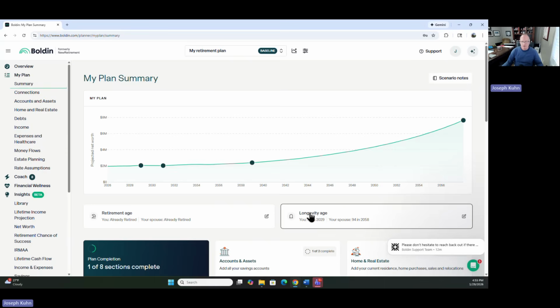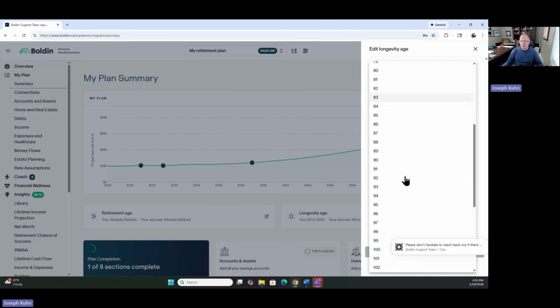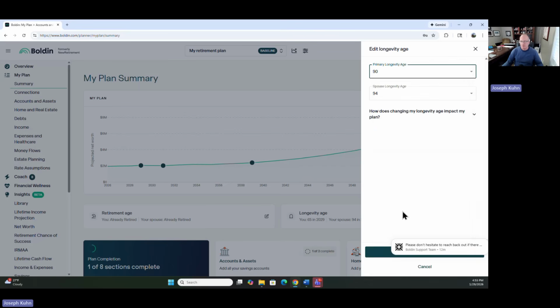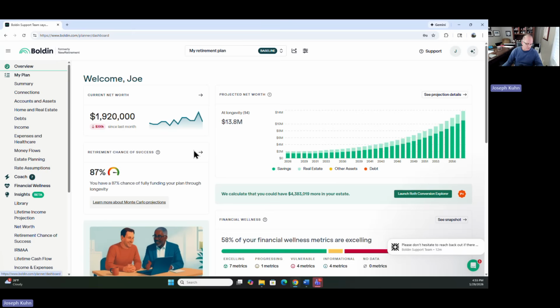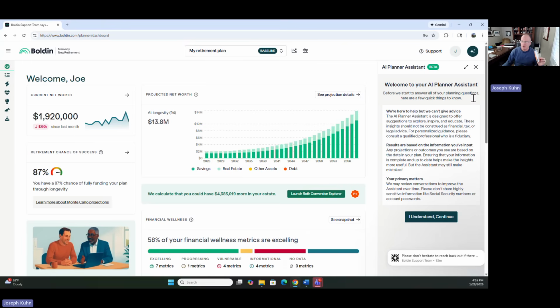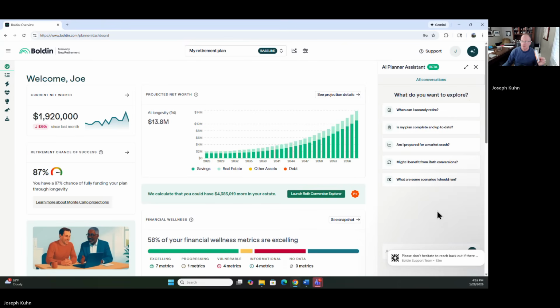Summary, longevity. Let's back out to 90. Submit that. Go back to this overview. And here's another feature. I'm going to make a video dedicated to this whenever Boldin fully releases this. It's an AI assistant. How can I improve my plan? What do you want to explore? When can I retire? Is my plan complete and up to date? Am I prepared for a market crash? It's got an AI assistant. It's super cool, super cool.